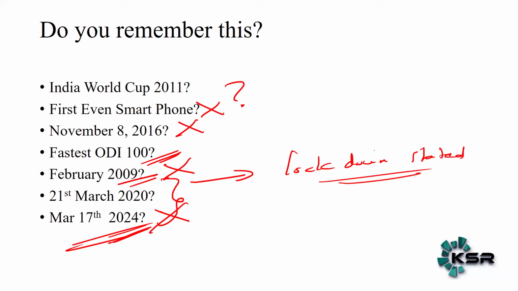Electoral bond data was made public. Sorry? Electoral bond scam or data was made public. No. Okay, find it out, okay? Find it out. Now, we have all these dates. But you want to know this answer.